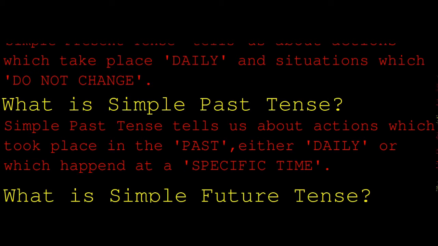Whereas simple past tense tells us about actions which have taken place in the past or the actions which had been done daily in the past. Like, what is simple past tense? As you can see, it's written here. Simple past tense tells us about actions which took place in the past, either daily or which happened at a specific time. So as I explained to you, it's written here.